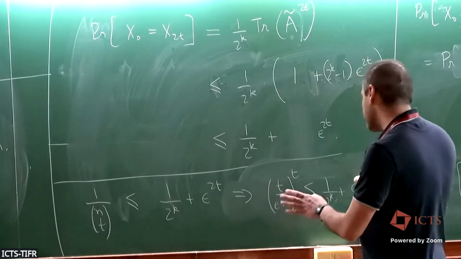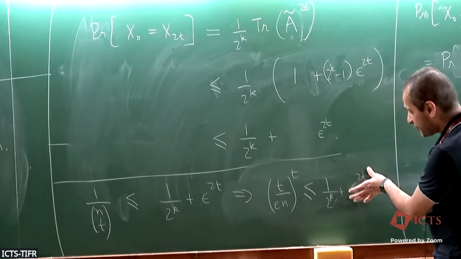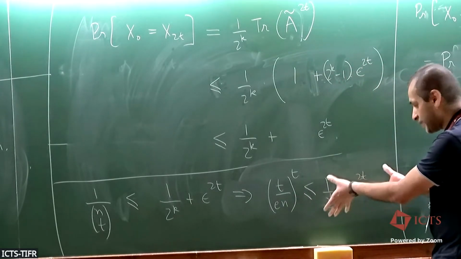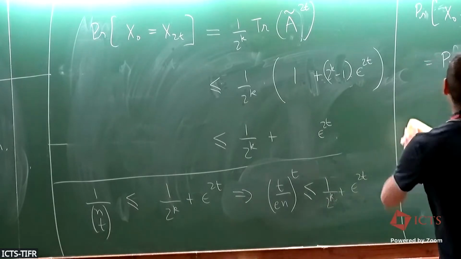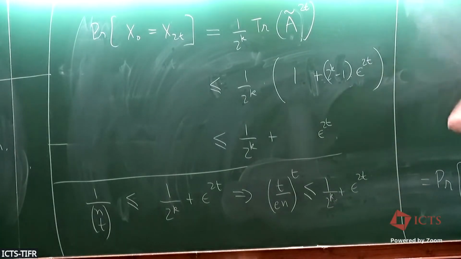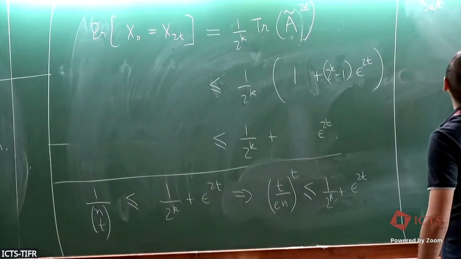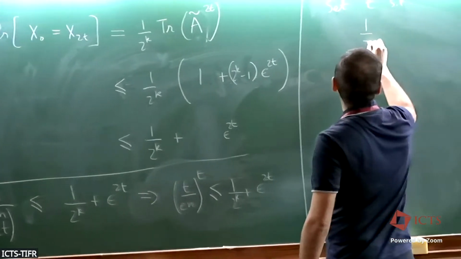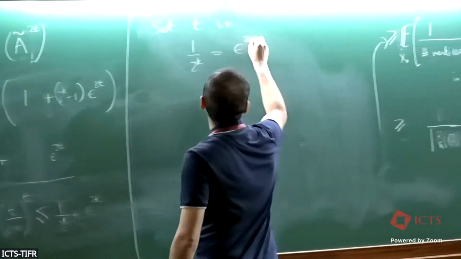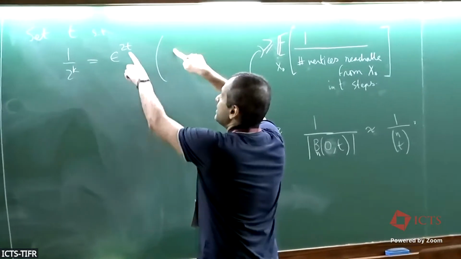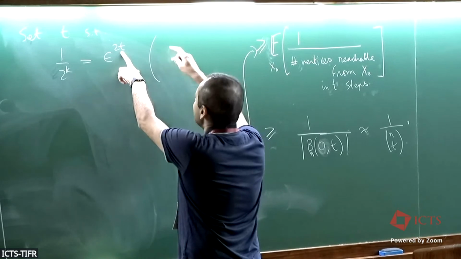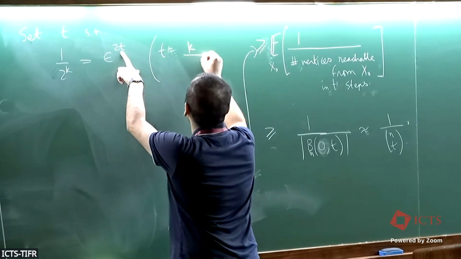So the good setting turns out to be make epsilon to the 2t equal 1 over 2 to the k, so that these two terms are comparable. So I will set them equal. Set t such that 1 over 2 to the k equals epsilon to the 2t. That's the same as t log 1 over epsilon equals k. So t equals k over log 1 over epsilon.